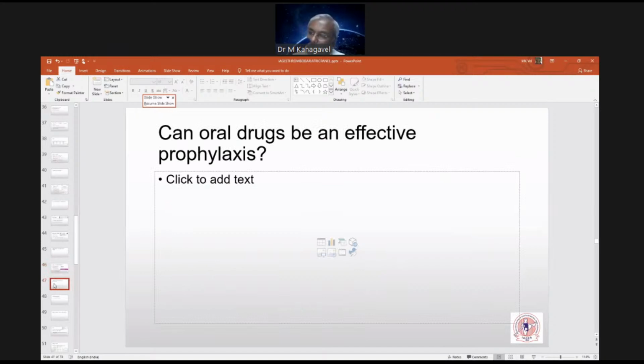Thank you, sir. Now I am going to ask Dr. Arun Prasad, sir. I don't want injections, doctor. I am very scared about injections. Do you consider oral drugs will have an effectiveness similar to injectables, Dr. Arun Prasad? What is your thought on this?